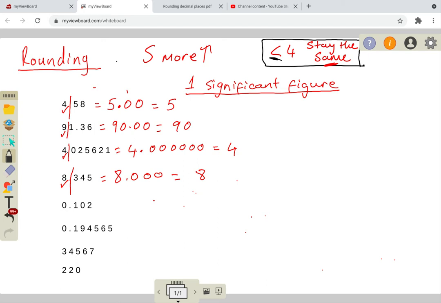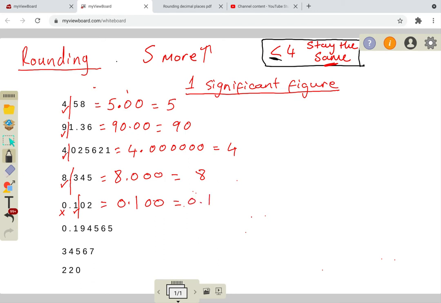Okay. Now here, is the 0 significant? No, it's not. Next, number 1. That's significant. So that's one significant figure done. Number next to a line. Is it 5 or more? Nope. So that stays as 0.100, which you can write as 0.1.